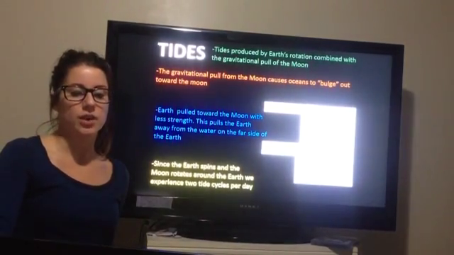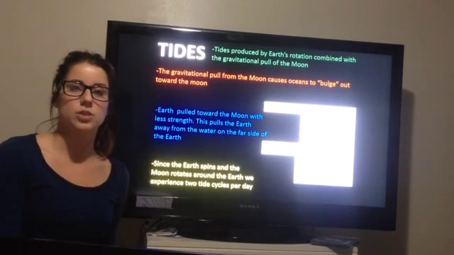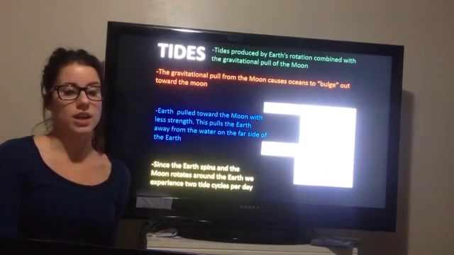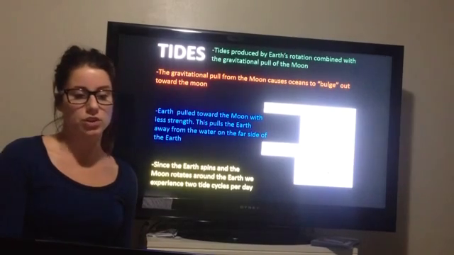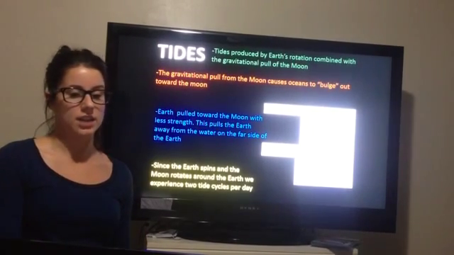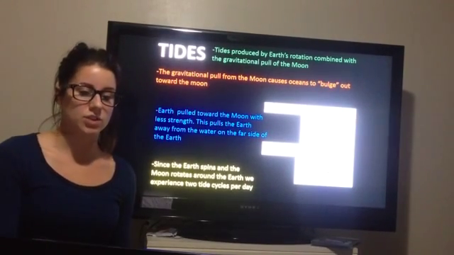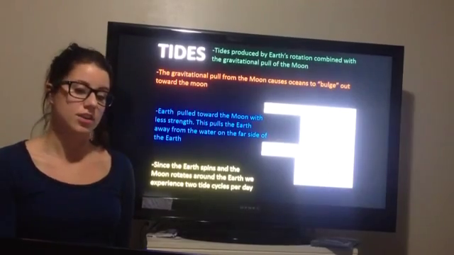Tide energy is a product of the Earth's rotation combined with the gravitational pull of the Moon. The Earth and the Moon are attracted to each other through gravity. The gravitational pull from the Moon causes the oceans to bulge out toward the Moon, creating high tides. The Earth is also pulled toward the Moon, but with less strength. This pulls the Earth away from the water on the far side of the Earth.